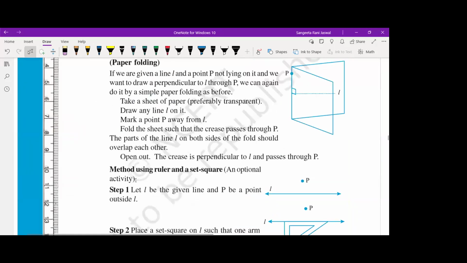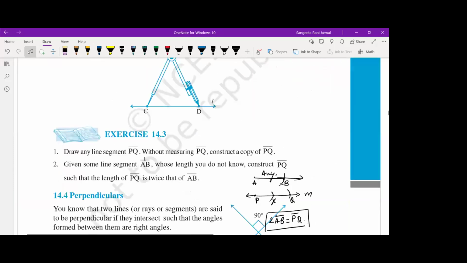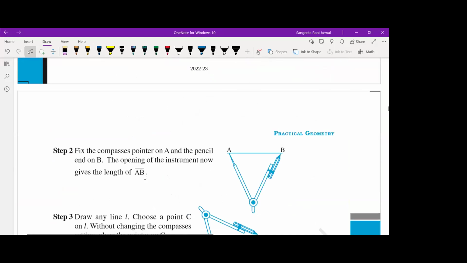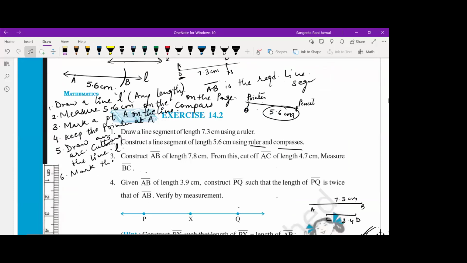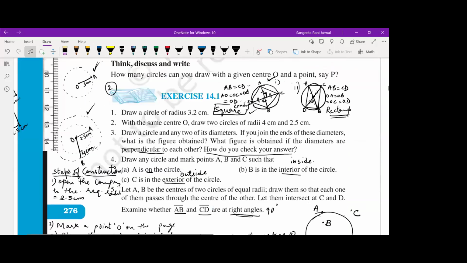So this is the third exercise, these 2 sums. Everyone has the book, no? Whatever we have studied in these previous classes. Then 14.2, constructing a copy of the line segment. Then the first one was circles, right? Constructing a circle, its interior, exterior, concentric circle, right? Should I take the test of the first 3 exercises? Yes.